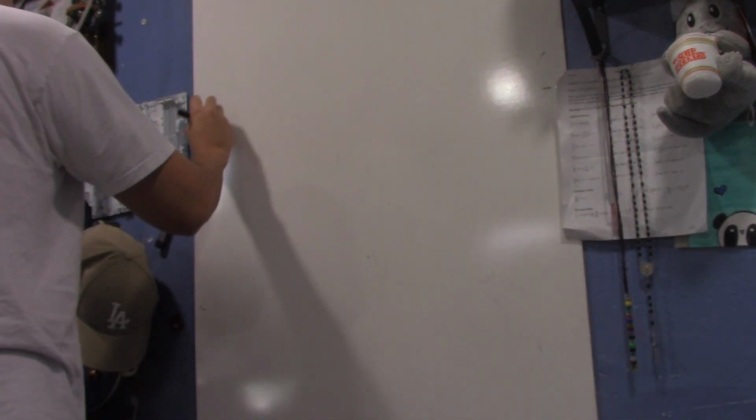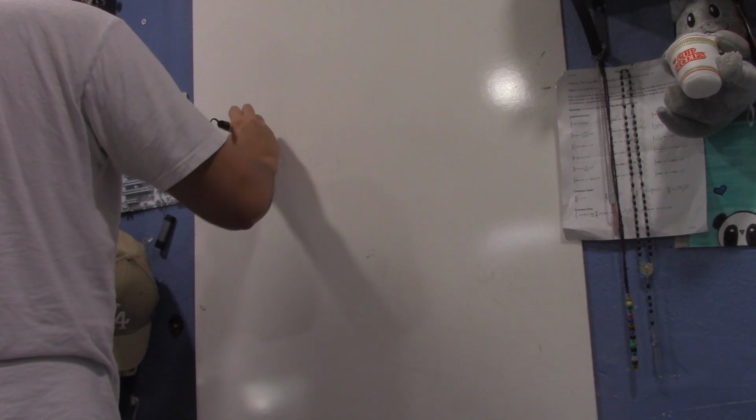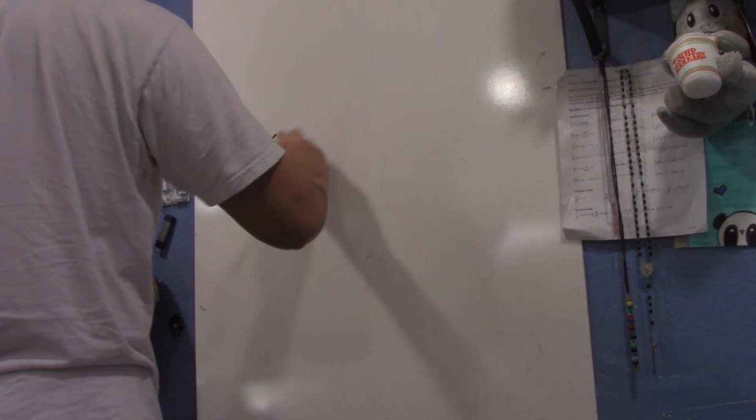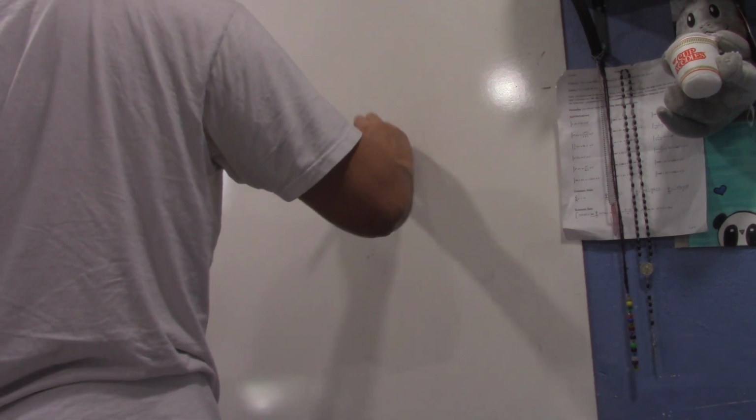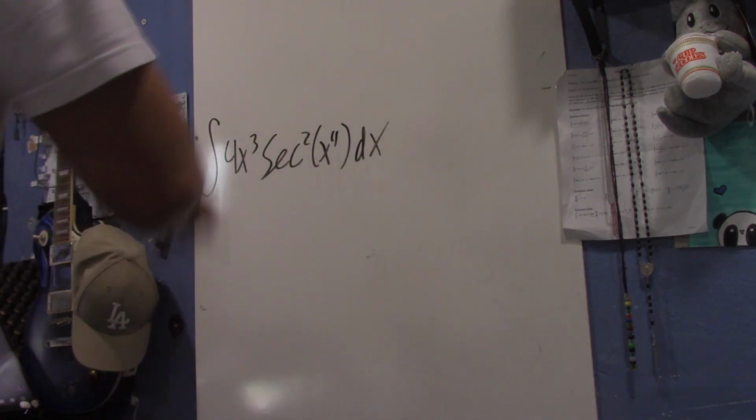Right, so next, you're going to be taking the integral of 4x to the third power times secant squared of x to the fourth power, dx. Now how do we go about solving this? What does this even mean?